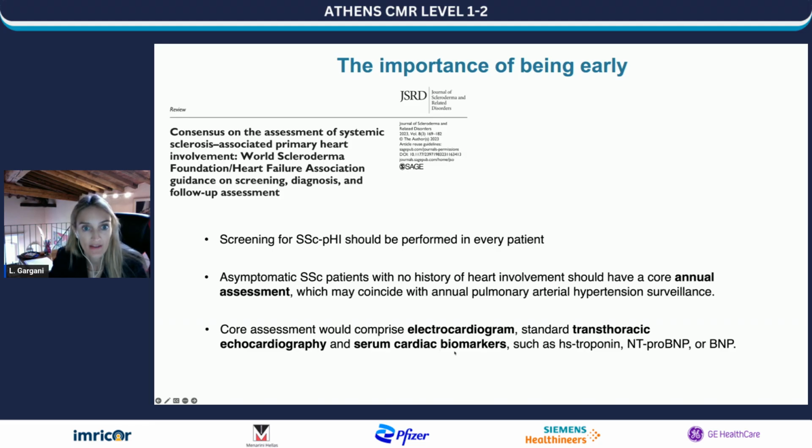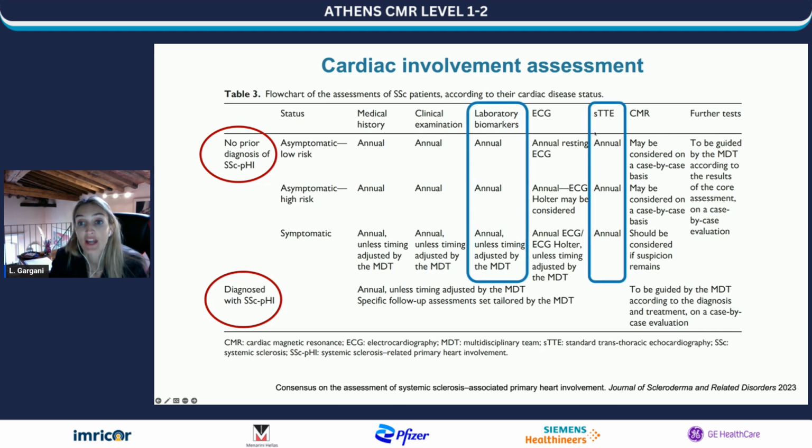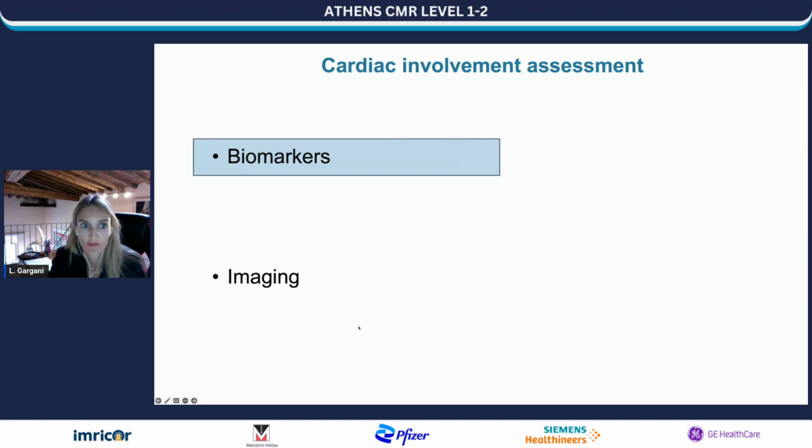So we have here already some suggestions on how to use these tools. And you can see here in the table the same suggestions. If you don't have a prior diagnosis of primary cardiac involvement in systemic sclerosis, you should have an annual lab, of course, clinical examination and TTE for these patients, whereas CMR should be considered on a case-by-case basis, and it should also be a multidisciplinary evaluation on when to ask for a CMR in patients without a known cardiac involvement.